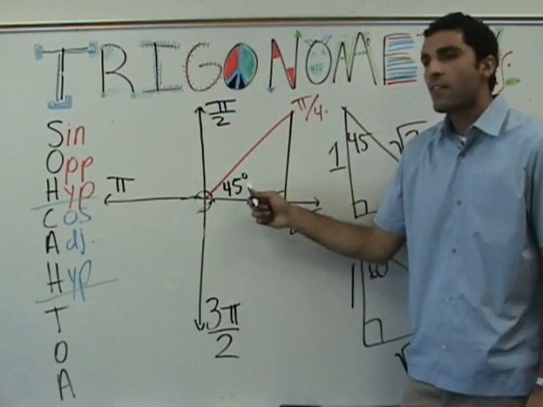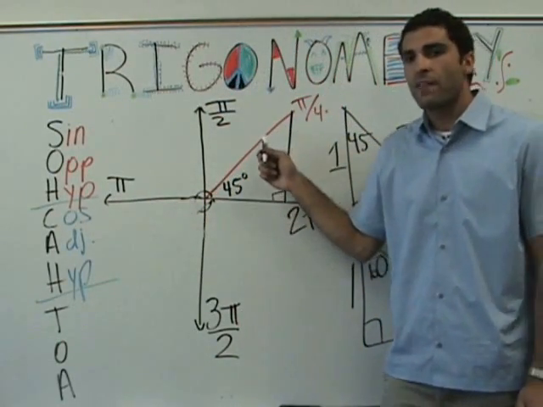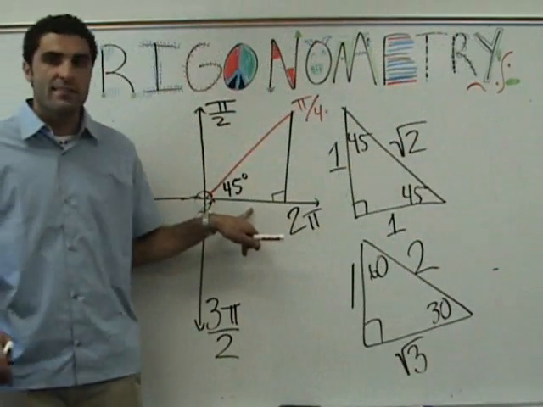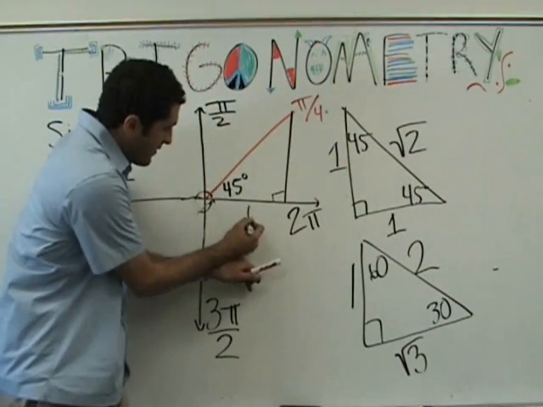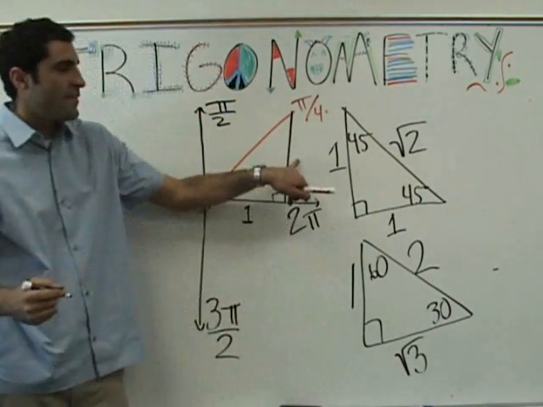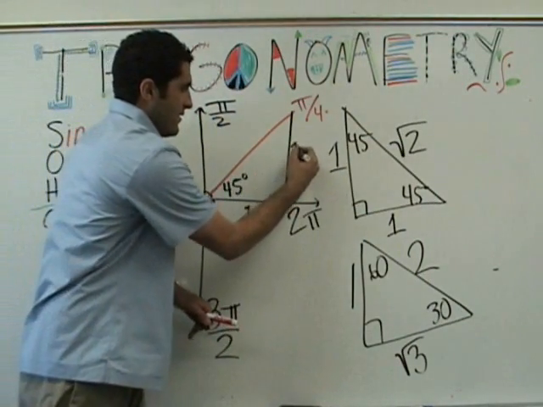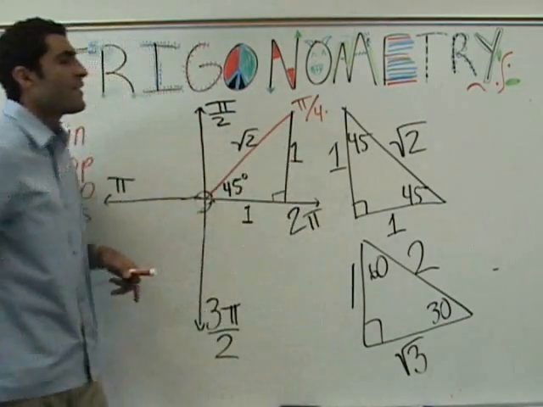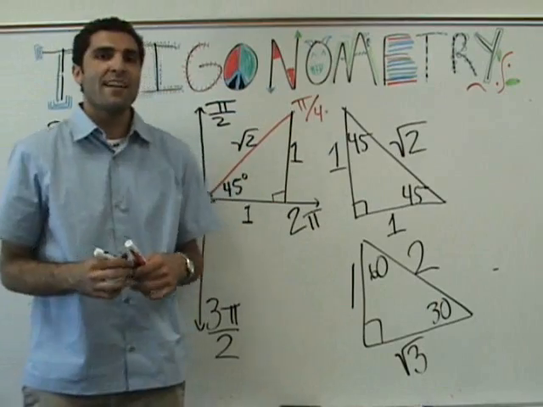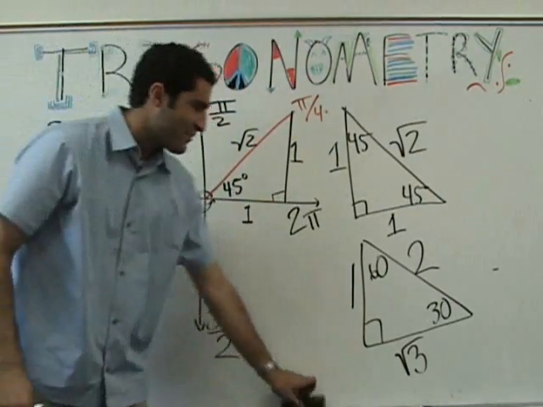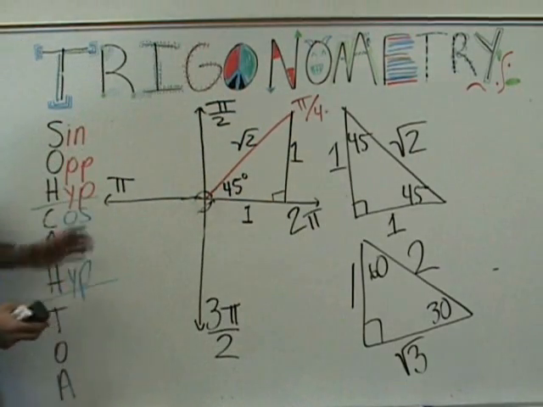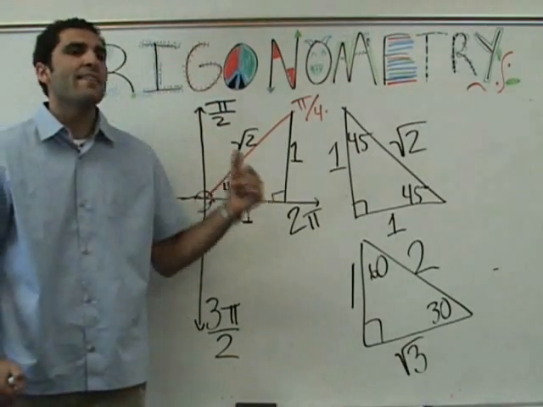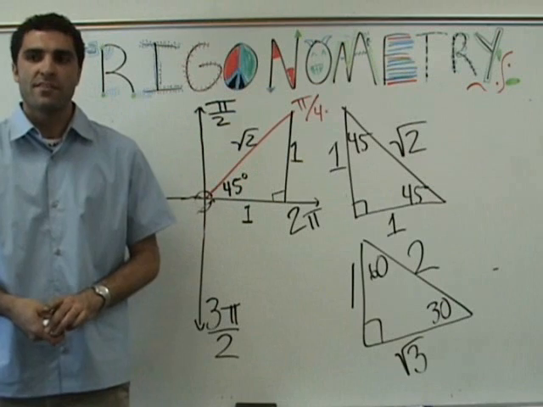Now let's fill in this 45, 45, 90 triangle. What's this side? 1. What's this side? 1. What's this side? Root 2. This is great, I can't believe how far we got in one day. What if I said, find the tangent of 45 degrees?